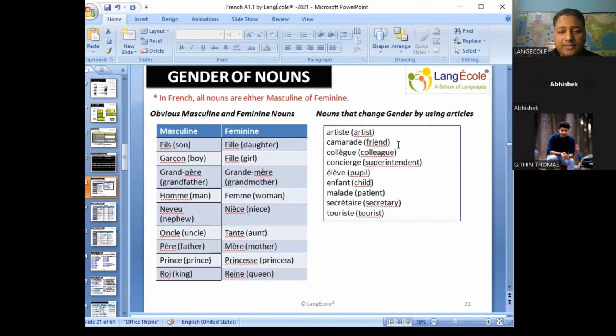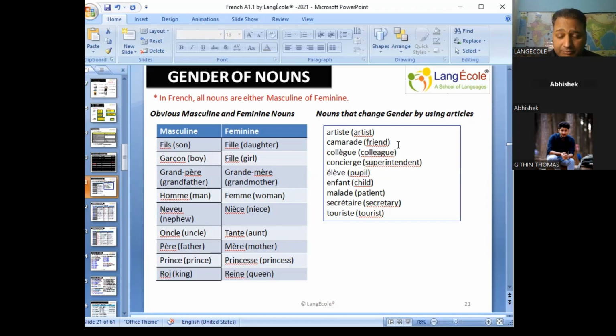And you can also put articles, yes, "un" and "une" for masculine and feminine. So that way also the gender will be defined. These are the articles which can be put to define the gender of those nouns which are non-changeable, which are common kind of genders.